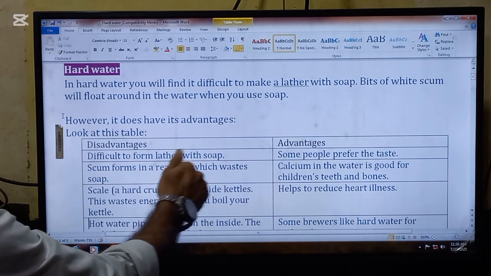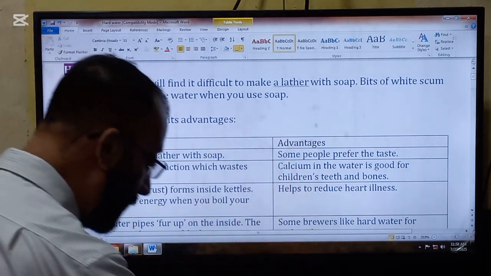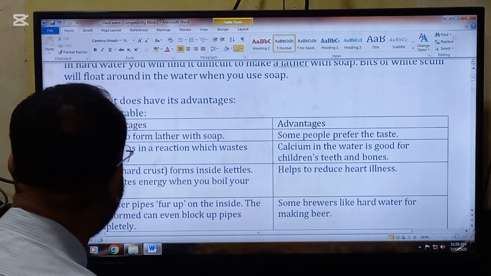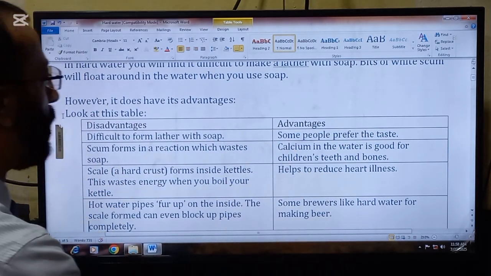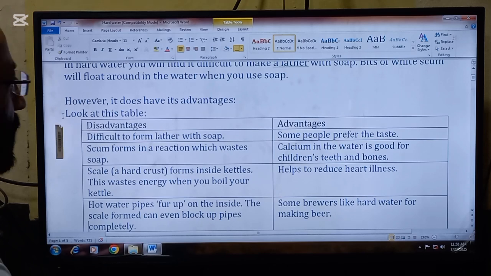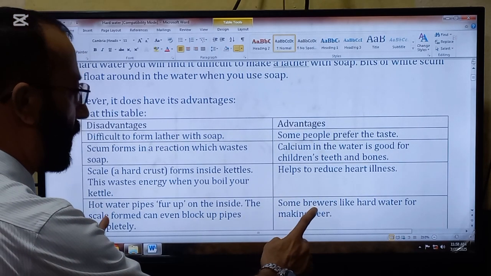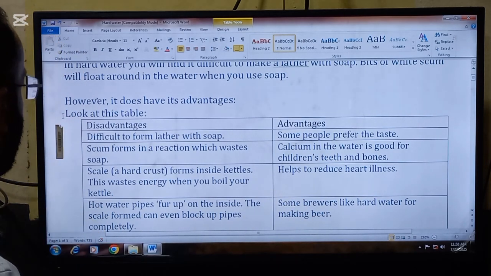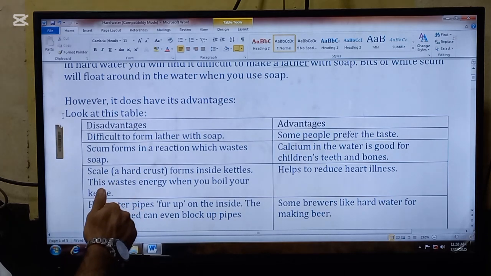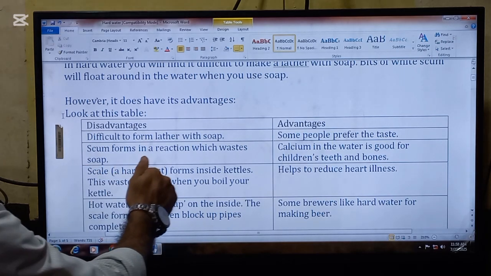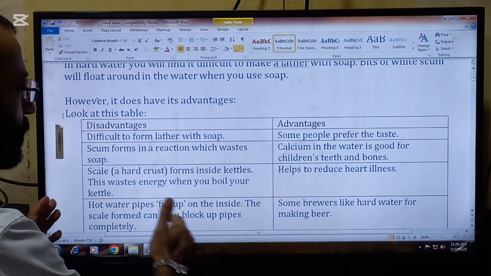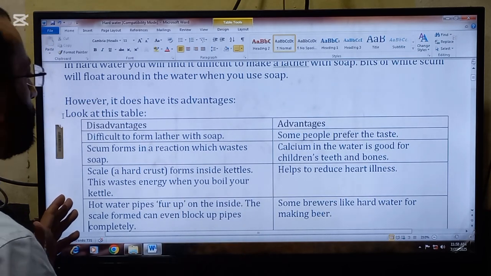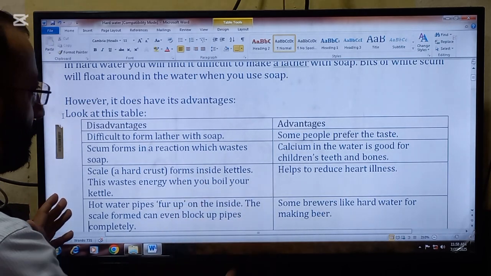However, it does have its advantages. So there are some advantages and disadvantages of hard water. This is a very important topic as far as your paper is concerned. This part comes in the paper frequently. The disadvantage of hard water is that it is difficult to form lather with soap. So more soap is spent. So more soap is wasted.